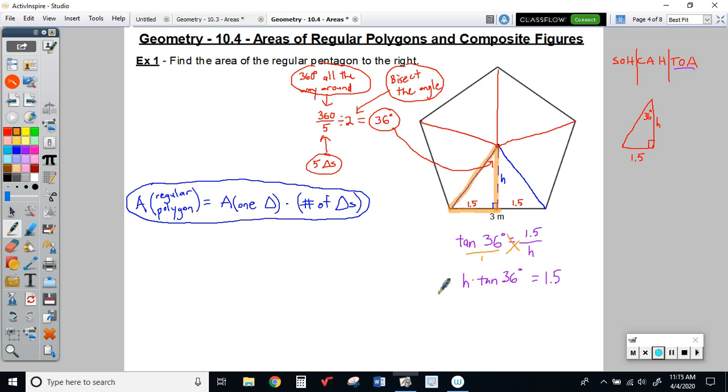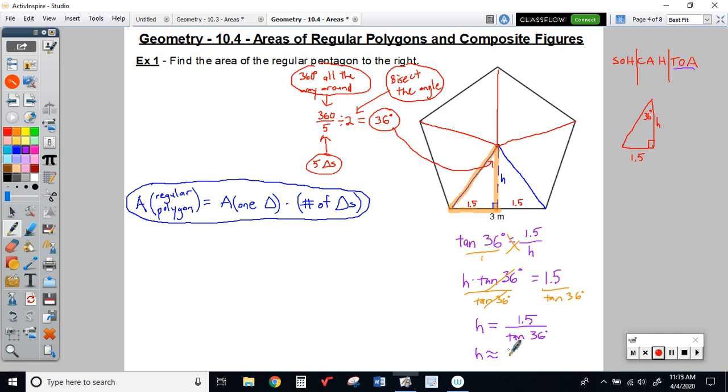And then I can divide by tangent of 36 to get what H is. I have H by itself at this point. So I have 1.5 over tangent of 36. That would be an exact answer. You could actually plug that into the formula if you wanted to. However, I'm going to use the approximated form of that.